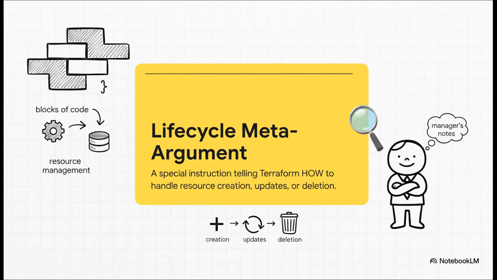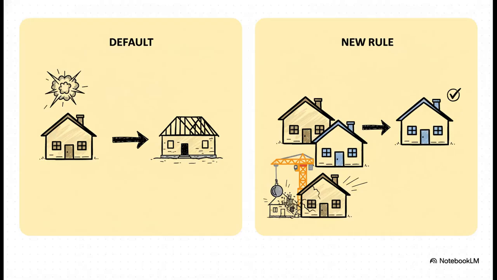The official name for these instructions is the lifecycle meta-argument. It's just a special block of code that you can pop inside any resource block you write. Think of it like a set of manager's notes for Terraform, guiding exactly how it should behave for that one specific resource. I love this analogy because it just clicks.